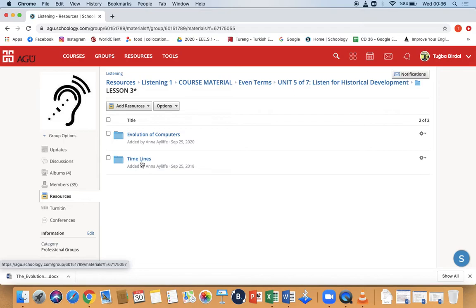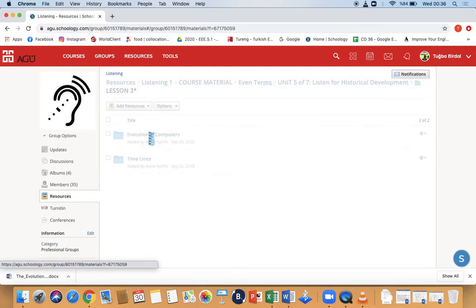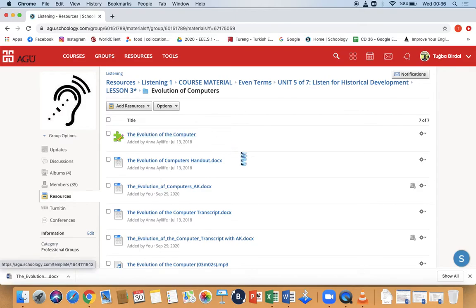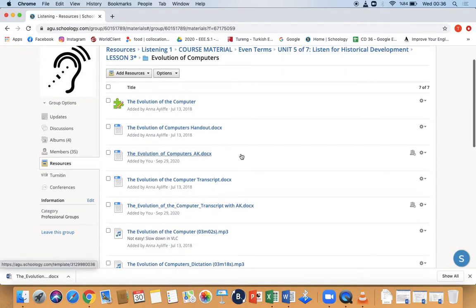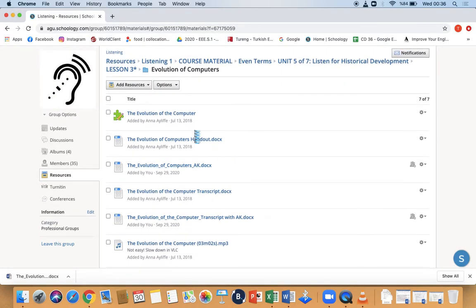Timelines is about note-taking, so this term we won't focus on note-taking, so we will skip it. We will focus on evolution of computers. In each lesson, for this asynchronous lesson, you should do the test first before you listen to the audio.